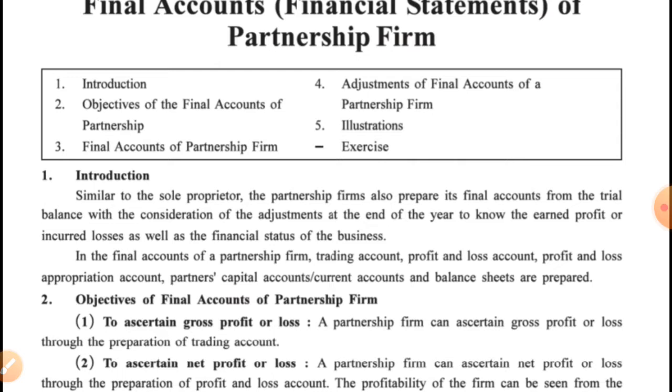Now, in standard 11th, students, you have all studied the final accounts of sole proprietorship firm. Now, this year you will be studying the final accounts of partnership firm. Mainly the final accounts which we are preparing are on the basis of the trial balance that is provided to us in the question and the adjustments at the end of the year.